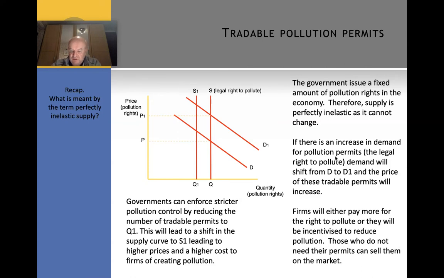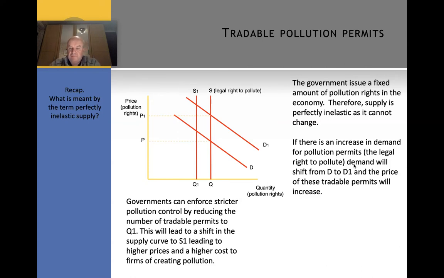If we get to that situation, let's go back one there, sorry. If there's an increase in demand for pollution permits, the legal right to pollute, then demand will shift from D to D1, okay? And it will make those tradable permits increase in price. Now, there aren't any more tradable permits, so effectively all that will happen in this situation is that they will become more expensive. And one could argue that if that happens, then we've got less pollution going on, because people are going to find it even more expensive to do so.